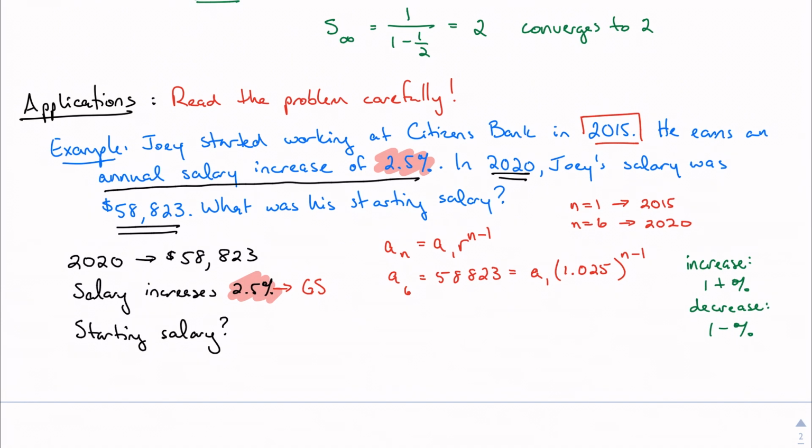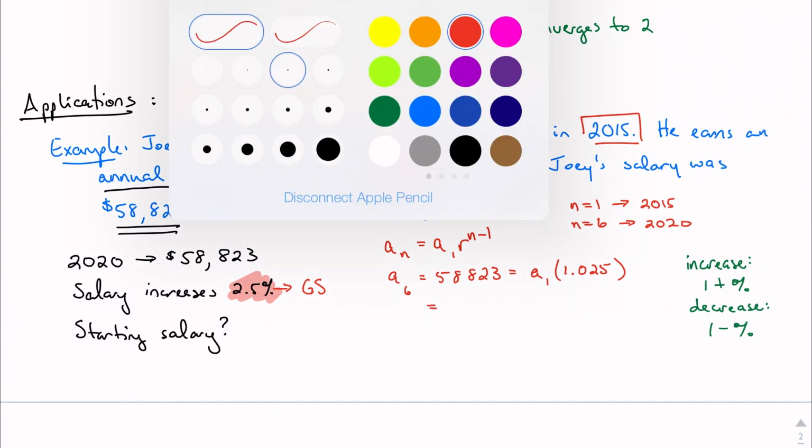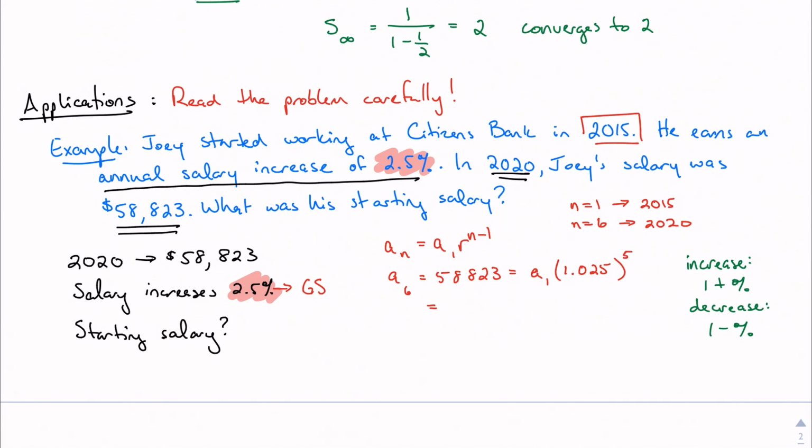So we can actually simplify this a little bit. Actually, I should have fixed this up here. N is 6, so N minus 1 is 5. So we have 58,823 equals whatever 1.025 to the fifth is, so that's going to be approximately 1.1314. It should be good enough for now to estimate it. And then my last step is just to divide.